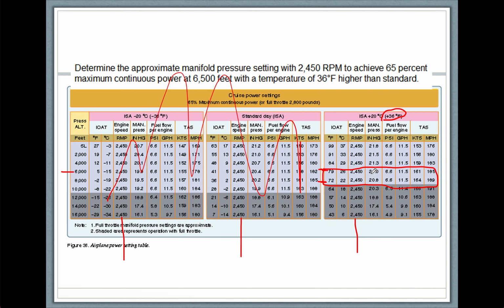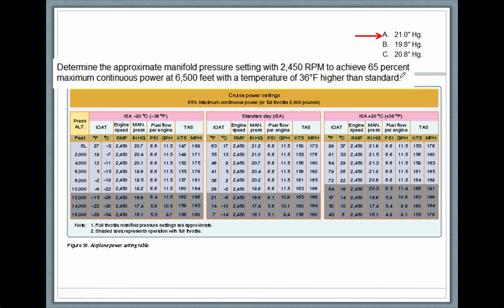So my answer is, I'm looking for 6,500, and if this value was 6,000, you can ignore everything else, and this value was at 8,000, I'm looking for something in between the two. All right, so if you do the math, there's only 0.2 difference between this number and that number. So the answer is either going to be 21 or 20.9. If you really wanted to do the math, it would be 20.95. But let's see what options they give us. 21.